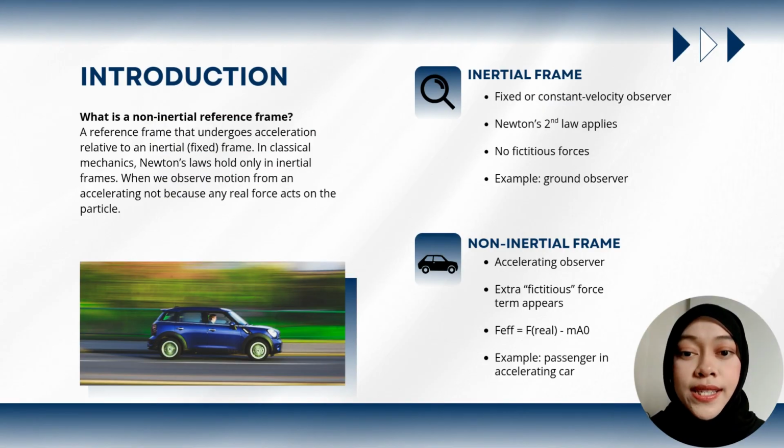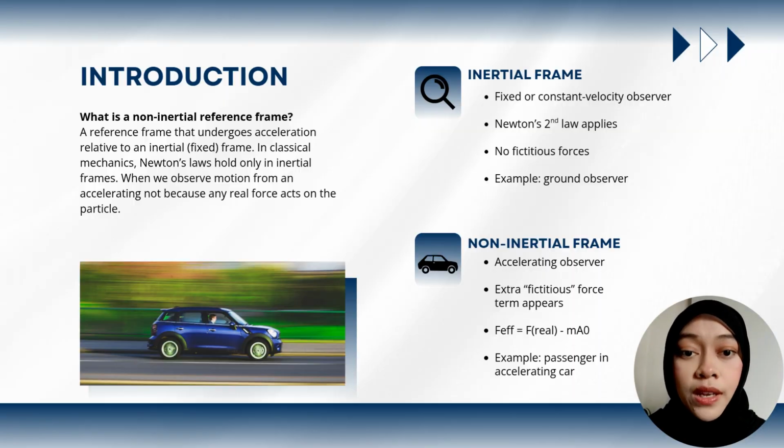Introduction. What is a non-inertial reference frame? A reference frame that undergoes acceleration relative to an inertial frame. In classical mechanics, Newton's law holds only in inertial frames. When we observe motion from an accelerating frame, fictitious forces appear, not because any real force acts on the particle. They have two types, which are inertial frame and non-inertial frame.